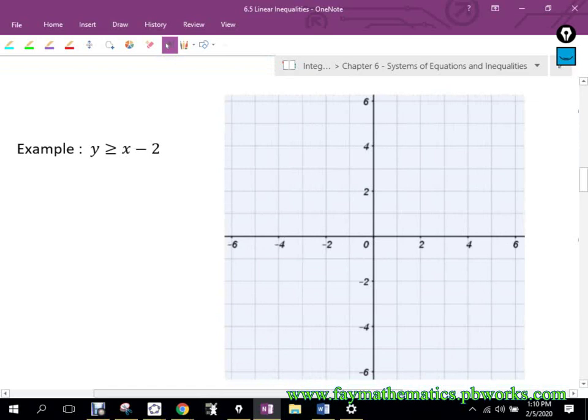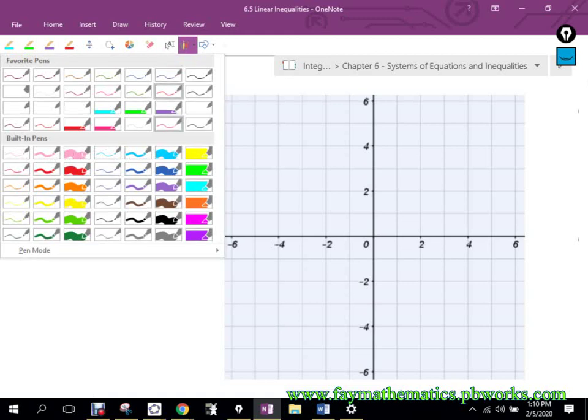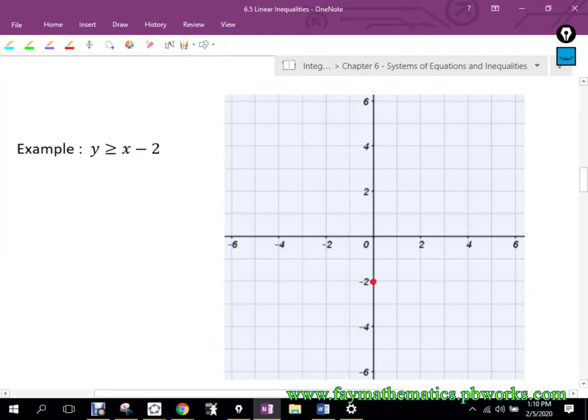They're going to say graph this. So the first thing we do is graph it like it was an equation. Don't even worry about the inequality sign right now. Let's just find the y-intercept and apply the slope to it. So what's my y-intercept? -2. So I'm going to find that point, and from there I'm going to apply my slope. My slope is going to be what? Up 1, right 1. I can do that as much as I need to.